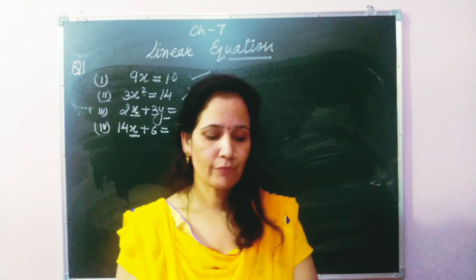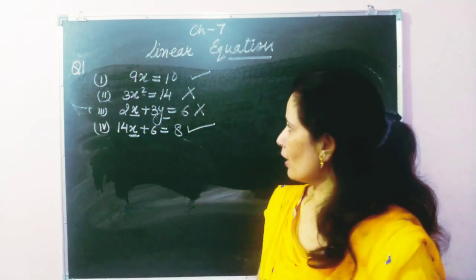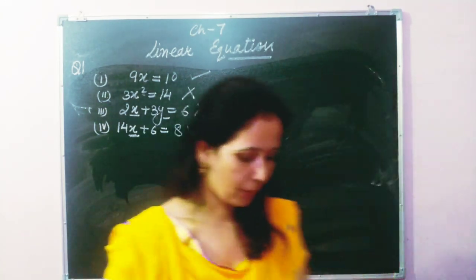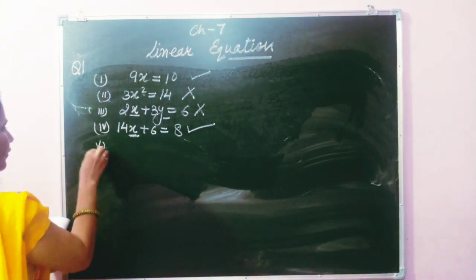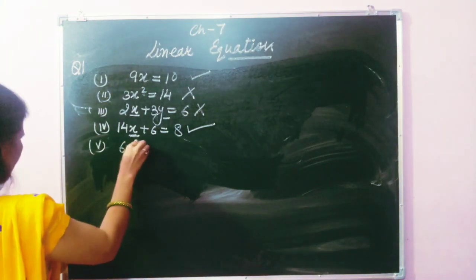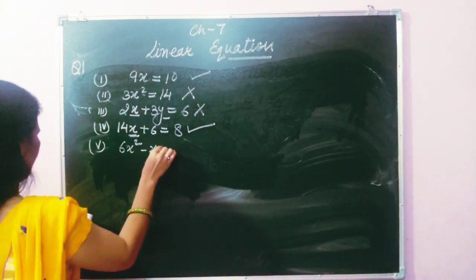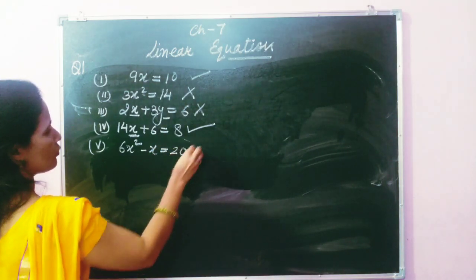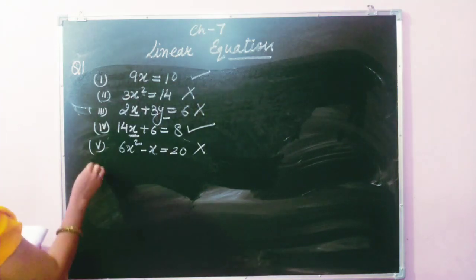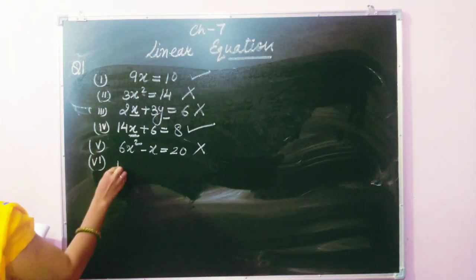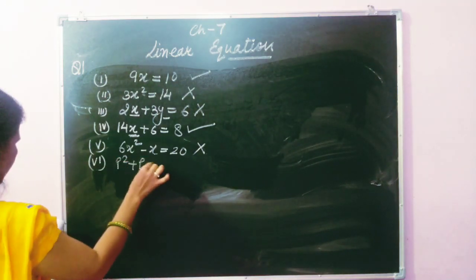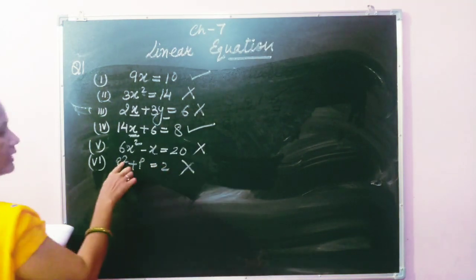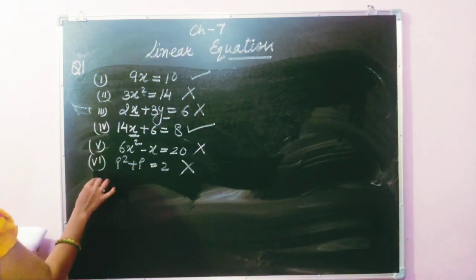So students, like this we have to find out in the rest of the parts of the question. Like the fifth part, they have given an expression of degree 2: 6x square minus x equals 20. It's also not a linear equation. Sixth part, p square plus p equals 2. No, the degree is 2, so that's why it's not a linear equation.